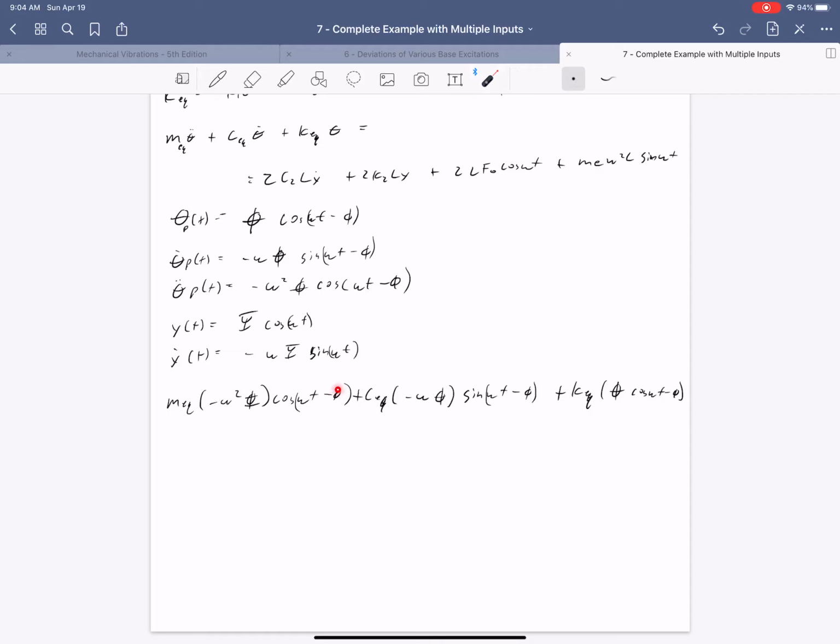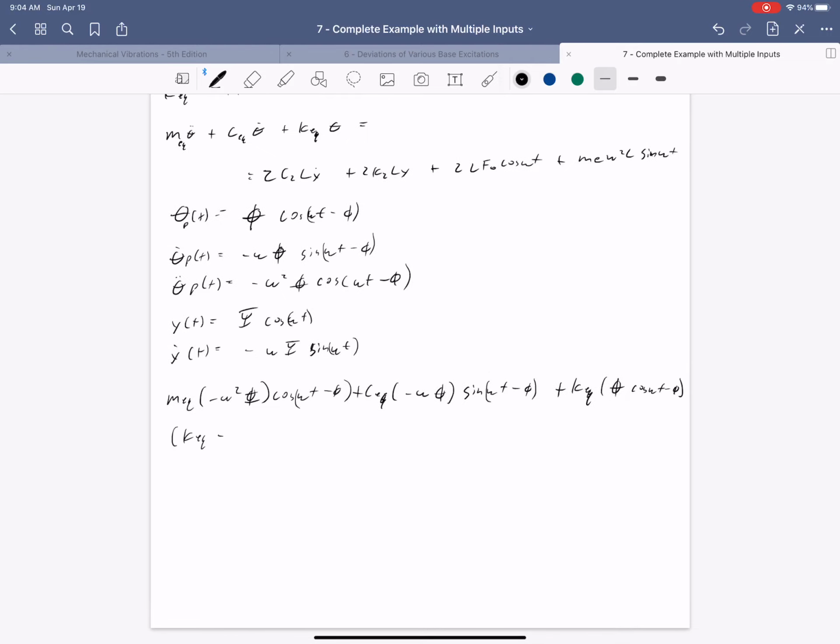And let's group the cosines together. So we end up having K_EQ capital theta minus M_EQ omega squared capital theta, times cosine omega t minus phi, plus, and let's make this the same order that I did all the others, C_EQ omega capital theta times sine omega t minus phi.